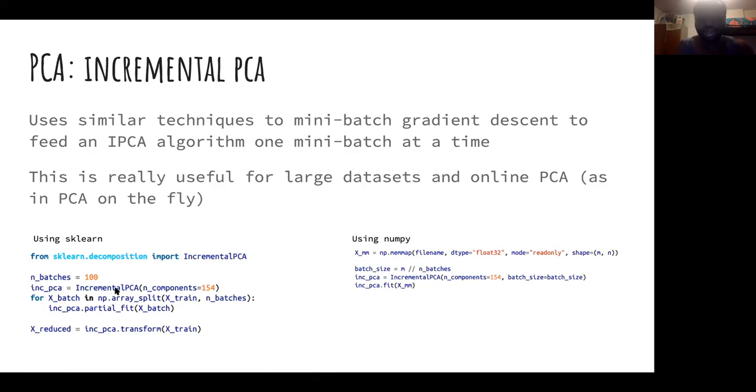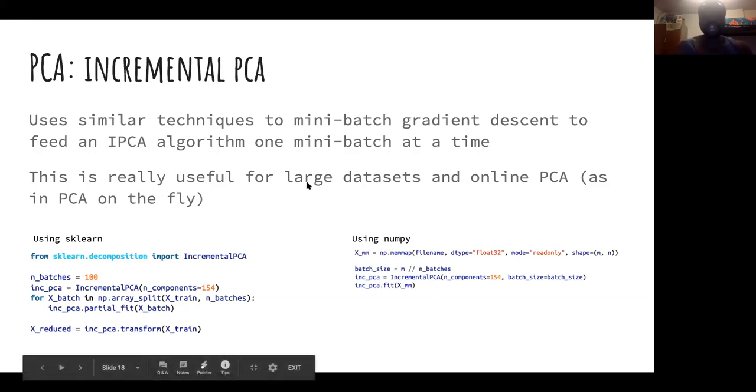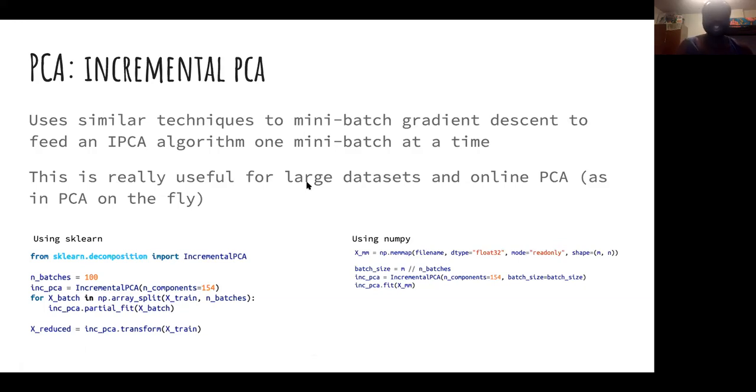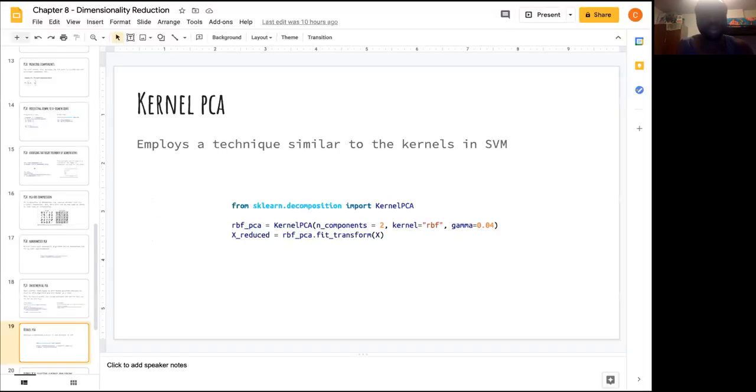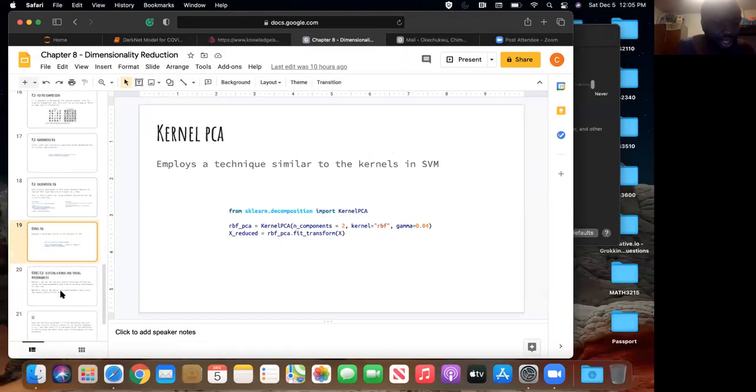Once again, this is very useful like in mini batch gradient descent. If you're training on very huge amounts of data, it helps you get something quickly, or if the PCA is online. Those are very useful tools for those cases. And then this is the last side of PCA, and it employs similar techniques to the kernel in SVM.